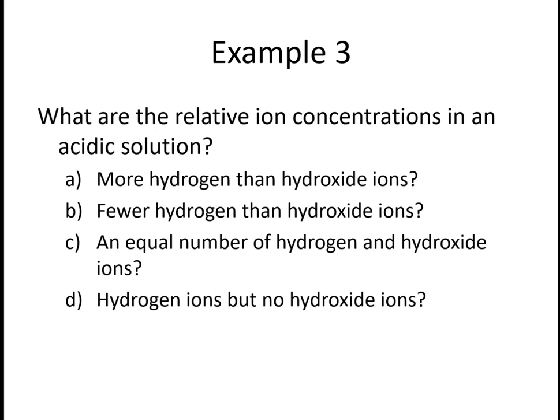Here's one for you to try. What are the relative ion concentrations in an acidic solution? Well, the correct answer there is that we would have more hydrogen than hydroxide ions, because you always have a little bit of both. But if you're an acid, you would have more hydrogen ions than hydroxide ions, because hydrogen is released by acids when you put them in water.